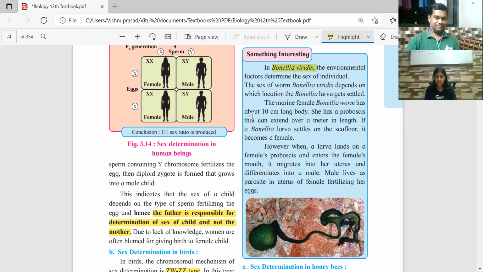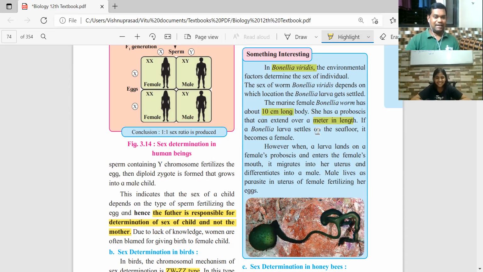Very interesting. ये देखो क्या होते हैं कि the female worm of this Bonellia viridis is a long one, 10 centimeters long. तो female worm है. See the proboscis. इसको spoon worm करके भी बोलते हैं. और इसका जो proboscis है, the mouth portion, that can grow over a meter in length, 1 meter जितना लंबा.